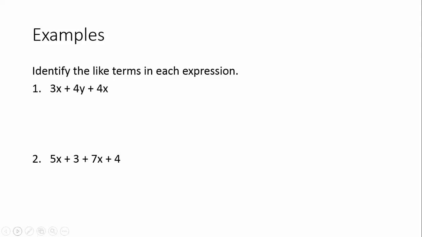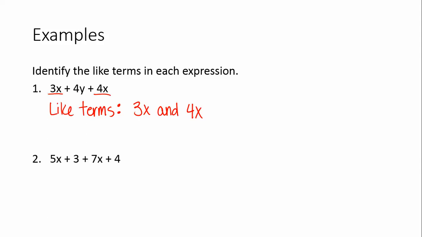So here we're asked to identify the like terms in each expression. So please make sure you copy the expressions into your notes. So for number 1, we have 3x plus 4y plus 4x. And the like terms are terms that have the same variable. So we have 3x and 4x. So 3x and 4x are the like terms.